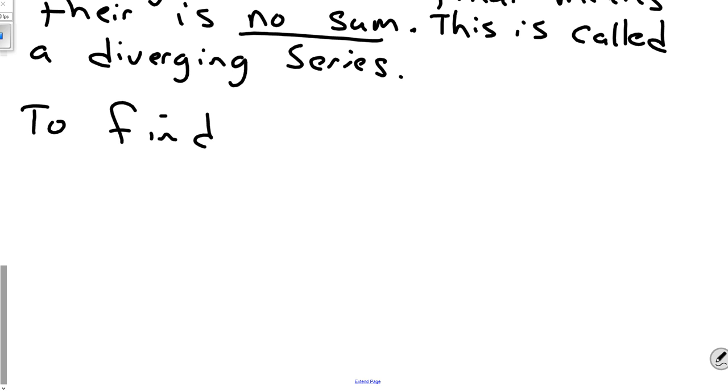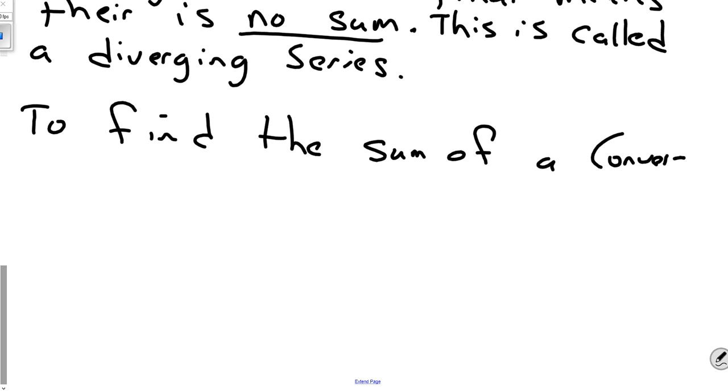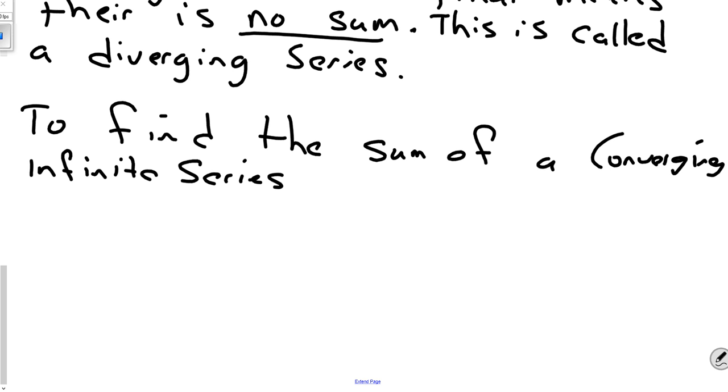Yeah. Okay, so to find the sum of a converging infinite series, use this.